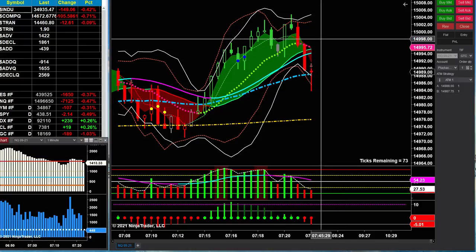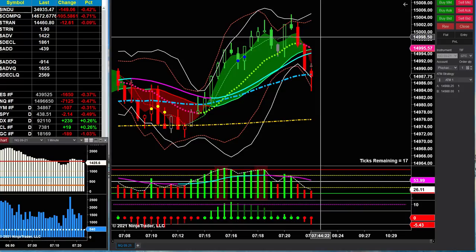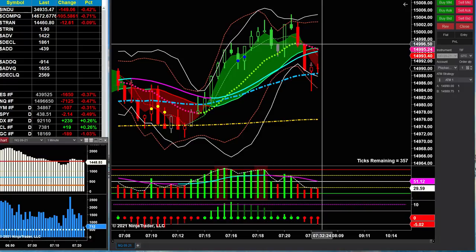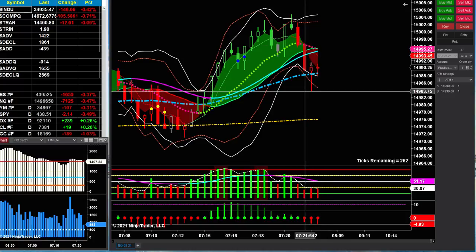So on that specific trade, we got short at 94. I said we're going to look for a move down to 84, and they went down to 83.75.